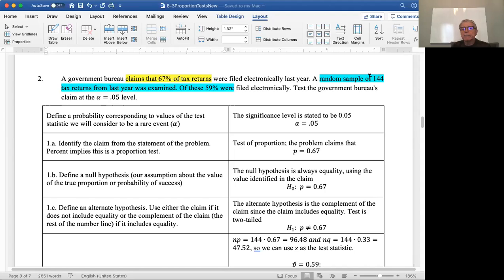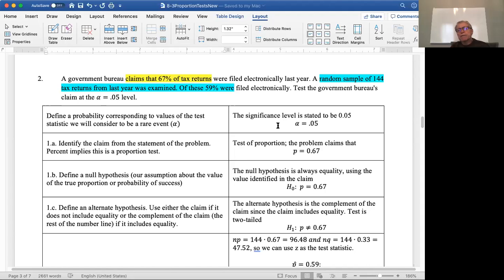And in the information in the sample, highlighted in blue here, we have 144 returns, which is the number of trials, and 59%, which is the proportion of the trials in the sample. So 59% is P hat, okay? Do not get these two things confused. 67% is a claim, that means it's P. 59% is talking about the sample, that means it is P hat.